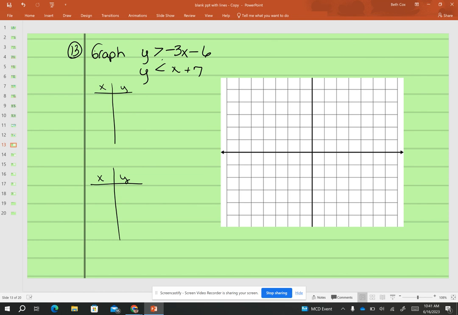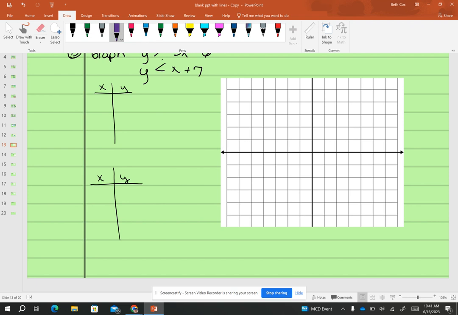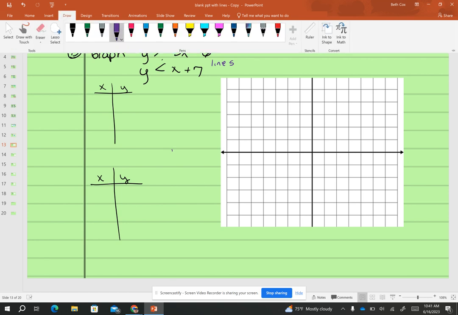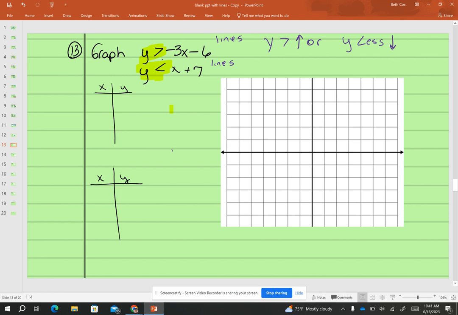Number 13. Okay, this one, we have two sections, two lines to do. We're going to shade, and we need to know what we're doing. These are lines. You need to know they're lines. You need to be able to look at them and know these are both lines. Lines we want to be in the Y format, Y greater or Y less. And if it's Y greater, we shade above the line. If it's Y less, we shade below it. Both of these are in that format. Look at it. Both of them are in the format. So we don't have to do anything other than get some points.